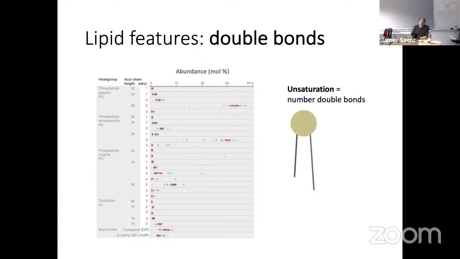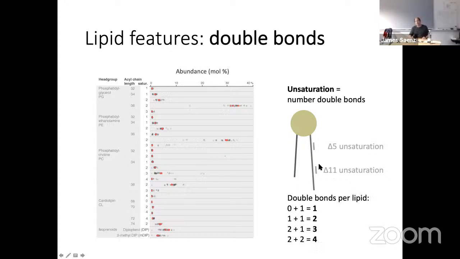And in Methylobacterium, we showed that there are double bonds at a delta 11 and delta 5 position. The delta 11 position is the most abundant. This means you can have lipids with up to 4 double bonds per lipid. And we've listed those all here.